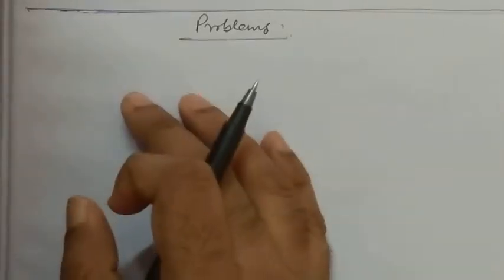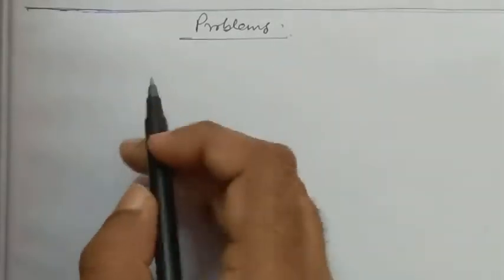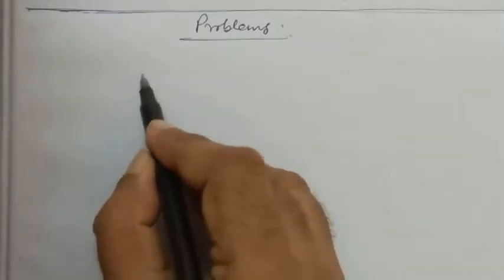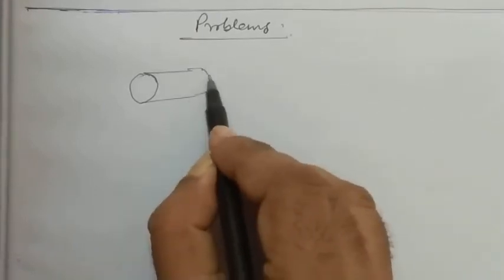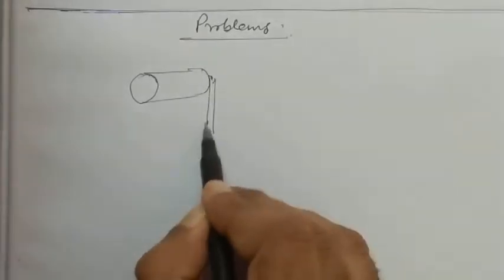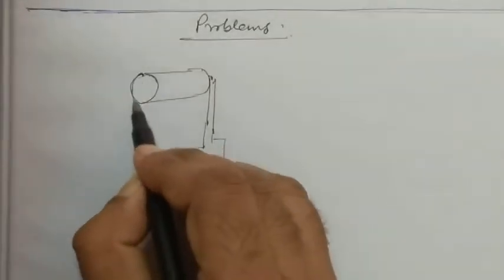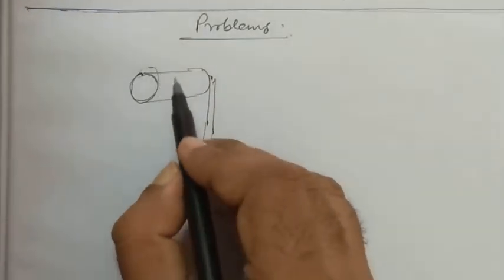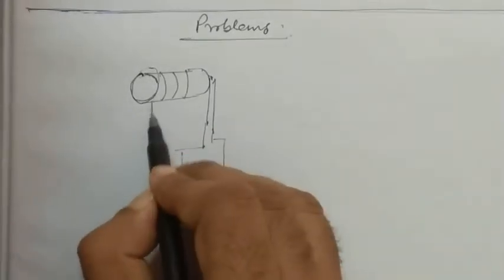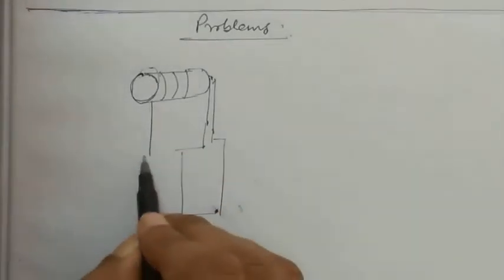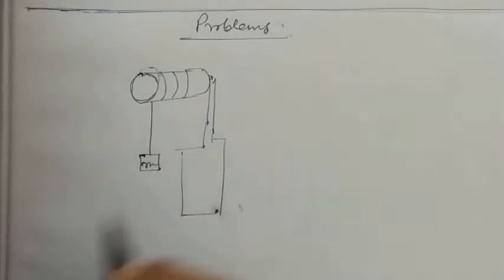Let us start with a few problems on rotational kinetics. The first problem: this is a cylinder. This is a stand on which the cylinder is fit. From this cylinder, wire is wrapped around it, and the wire comes down. From that wire, a mass of m is hung.